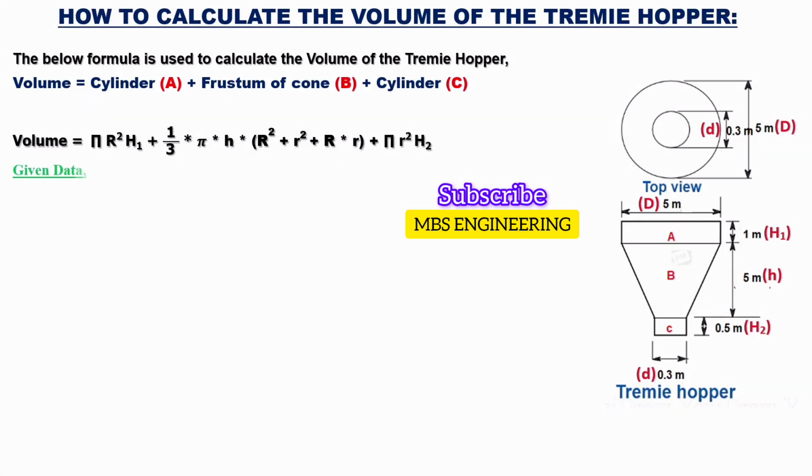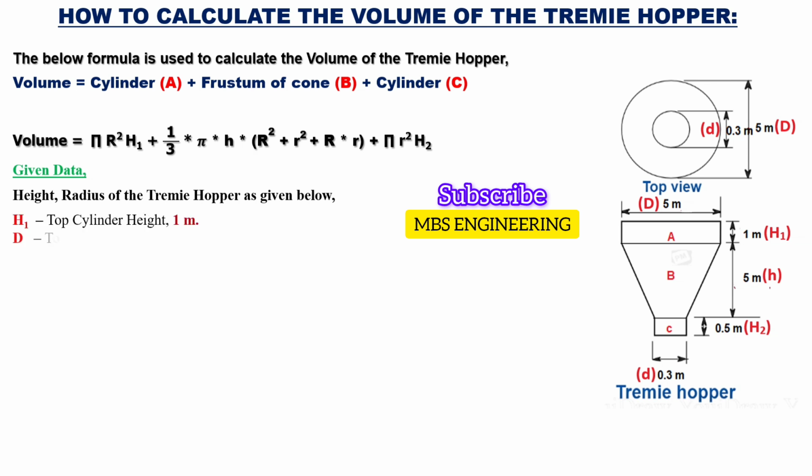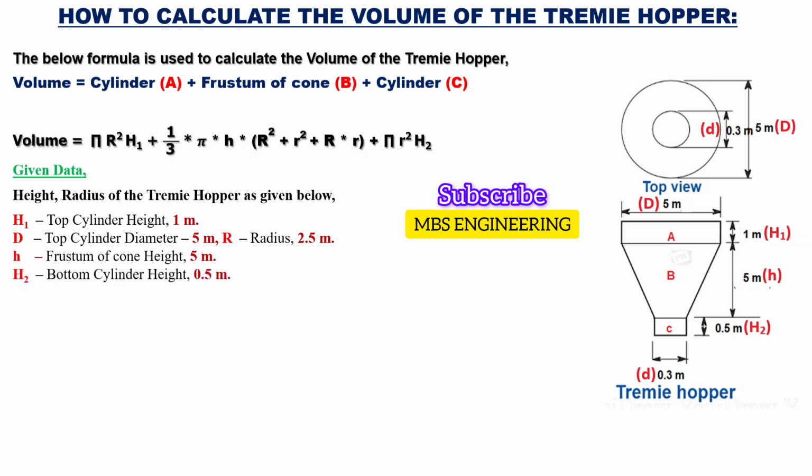Please refer to the Tremie hopper snaps and the given data. Height and radius of the Tremie hopper are given below. H1 is the top cylinder height, 1 meter. Capital D is the top cylinder diameter, 5 meters, so its capital R is the radius, 2.5 meters. H is the frustum of cone height, 5 meters. H2 is the bottom cylinder height, 0.5 meters. Small d is the bottom cylinder diameter, 0.3 meters, so its small r is the radius, 0.15 meters.